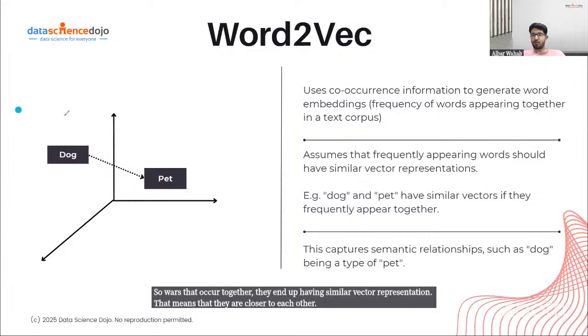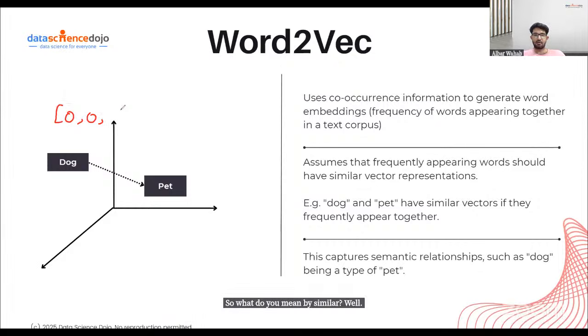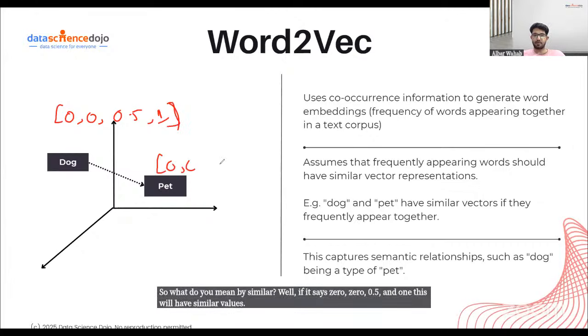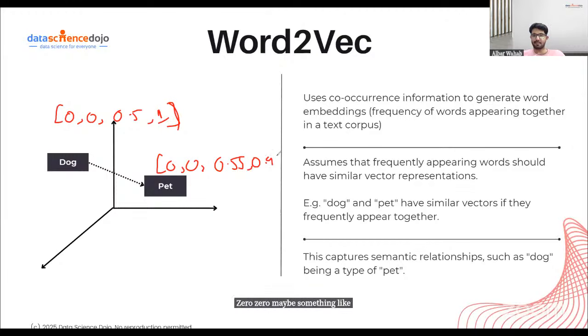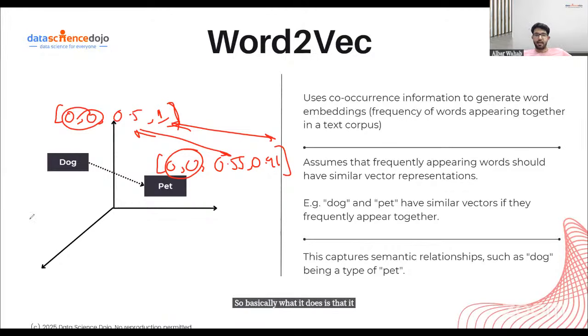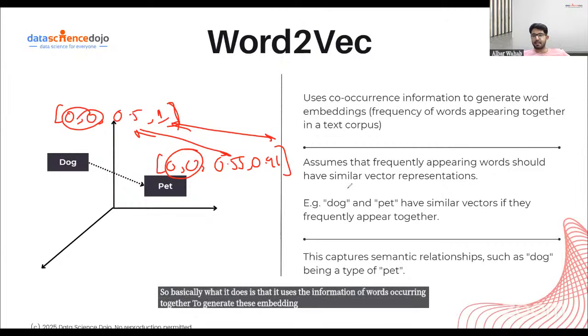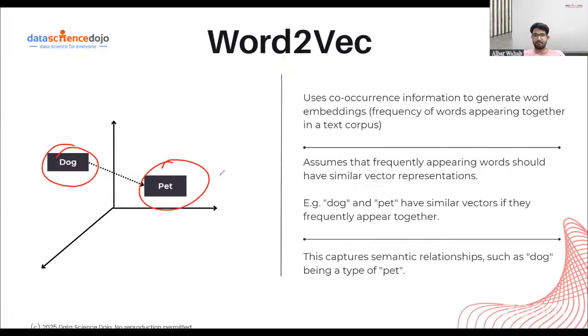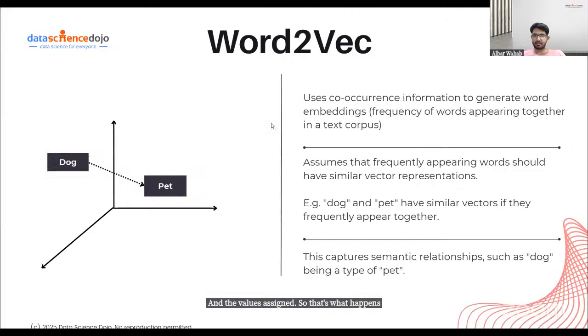So what do you mean by similar? Well, if it says 0, 0, 0.5, and 1, this will have similar values to 0, 0, maybe something like 0.55 and 0.91. These two values are very close to each other, and these two values are very close to each other, and these two values are the same. So basically, it uses the information of words occurring together to generate these embeddings. So that's what happens over here with your word embeddings.